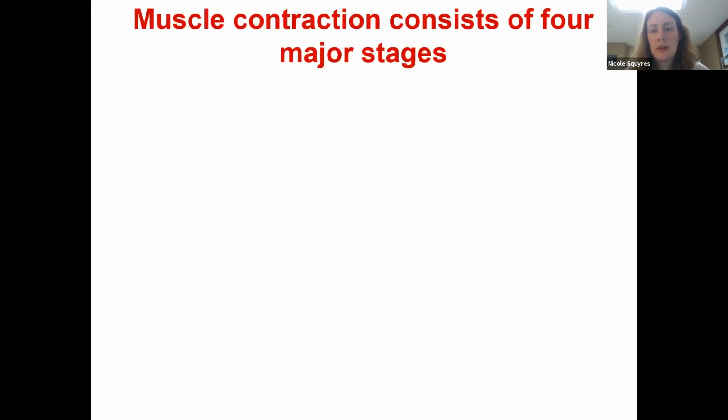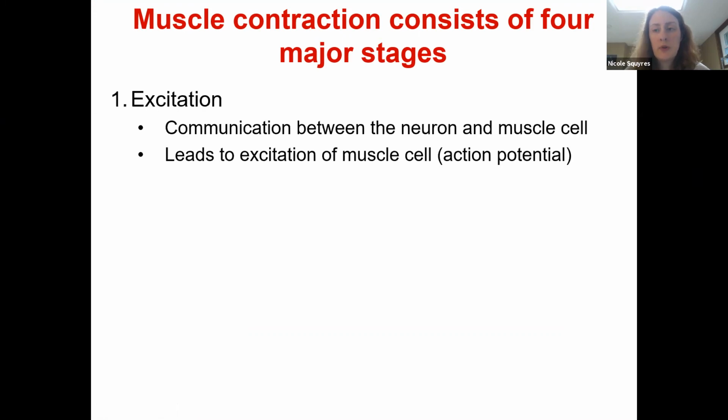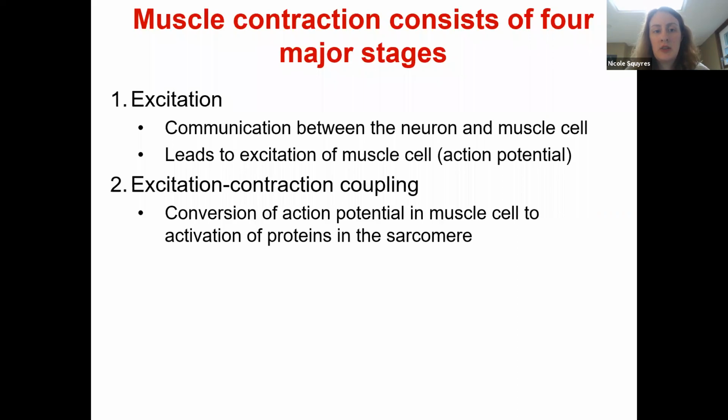And what we're going to see is that there are basically four steps, four big stages to that. The first one we can refer to as excitation. This is where you have communication between the neuron and the muscle cell. And what this leads to is the excitation of the muscle cell. And remember, what excitation means is actually that an action potential is going to travel across the surface of the muscle cell. So we've been learning about action potentials in neurons, but muscle cells are also capable of propagating an action potential across their plasma membrane. Okay, so that's the excitation phase.